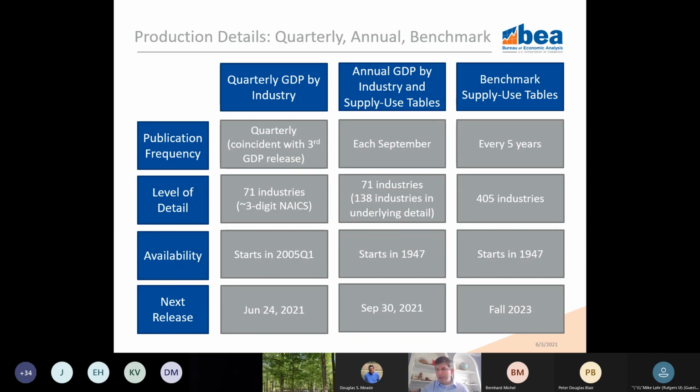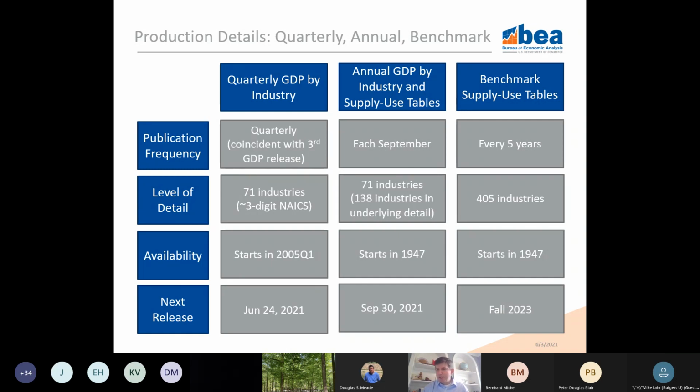The GDP by industry data are based on the North America Industry Classification System, or NAICS, and are published at roughly a 3-digit NAICS level of detail. The data go back to 2005 Q1. Annual statistics are published in September of each year, also at a 3-digit NAICS level, although we do have some information available at a more detailed level, about 138 industries in our underlying detail products. And the annual data, as you can see, go back to 1947.